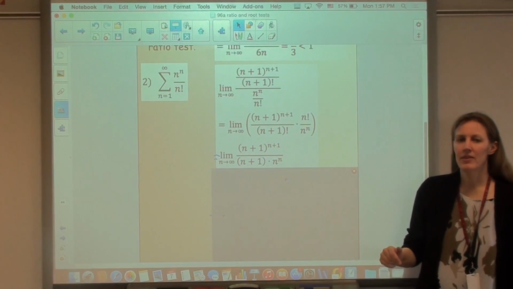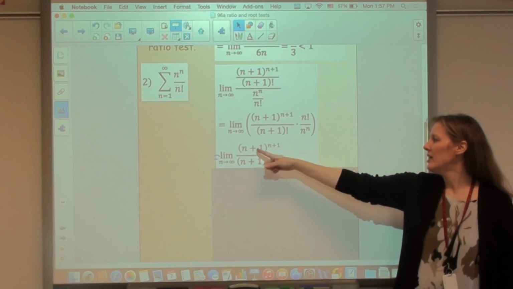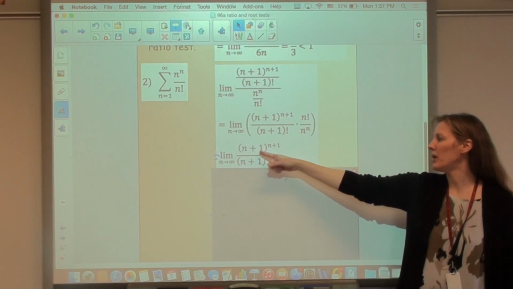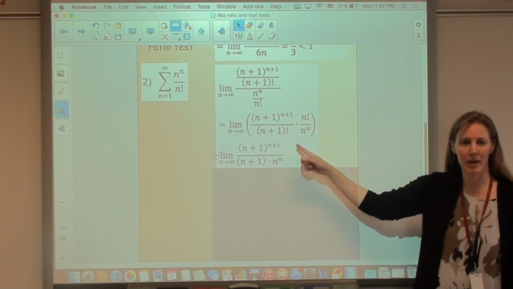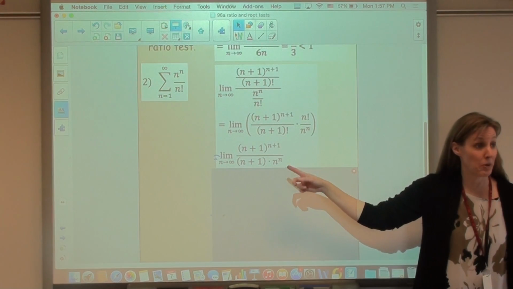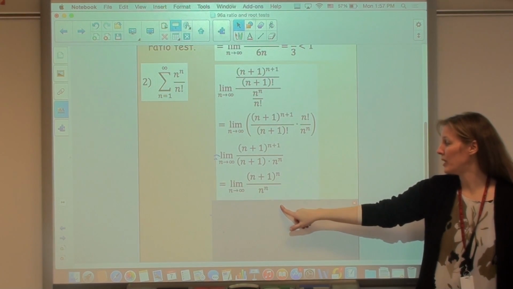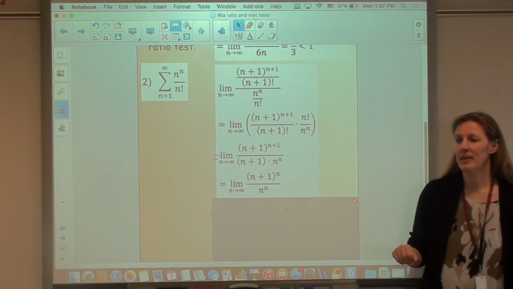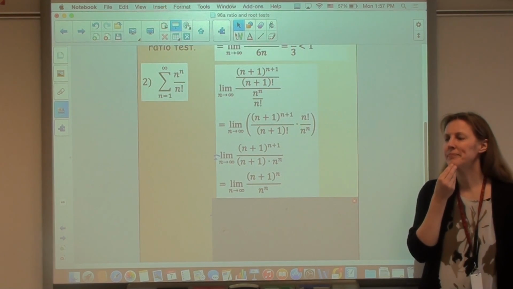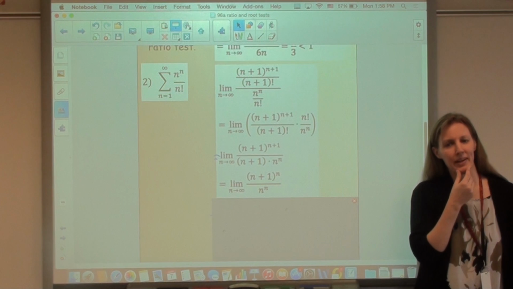You take the 1 over. Then what I saw was, hey, we have an n plus 1 and an n plus 1. I could write this as n plus 1 times n plus 1 to the nth, right? And then cancel the n plus 1s. And then I have 2 matching exponents. So, we end up with that. From there, we might have gotten a little stuck, right?